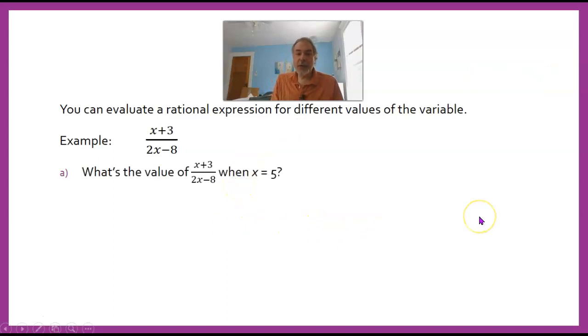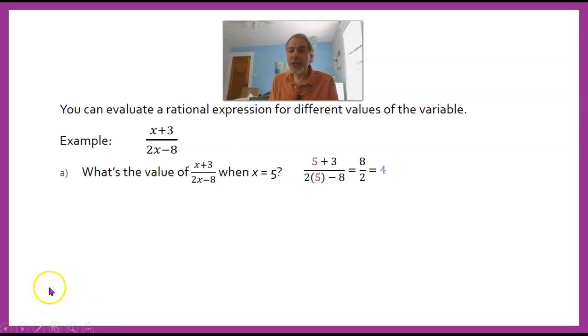So we could ask, what's the value of that expression when x is 5? What do we get when we put 5 in place of x and calculate or simplify? Well, let's try that and find out. 5 plus 3 on top would be 8. 2 times 5 minus 8 on the bottom, that's 10 minus 8, so that's 2. So we've got 8 over 2, but that really just means 8 divided by 2, and so that would be 4.